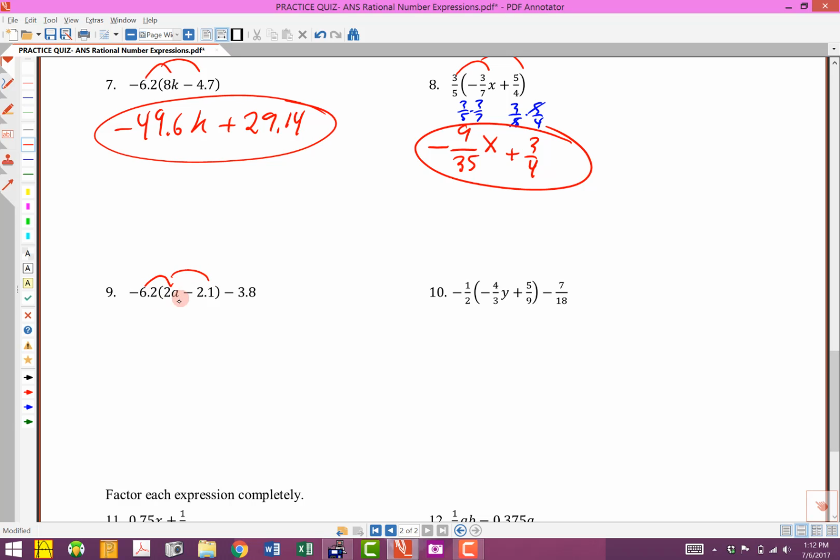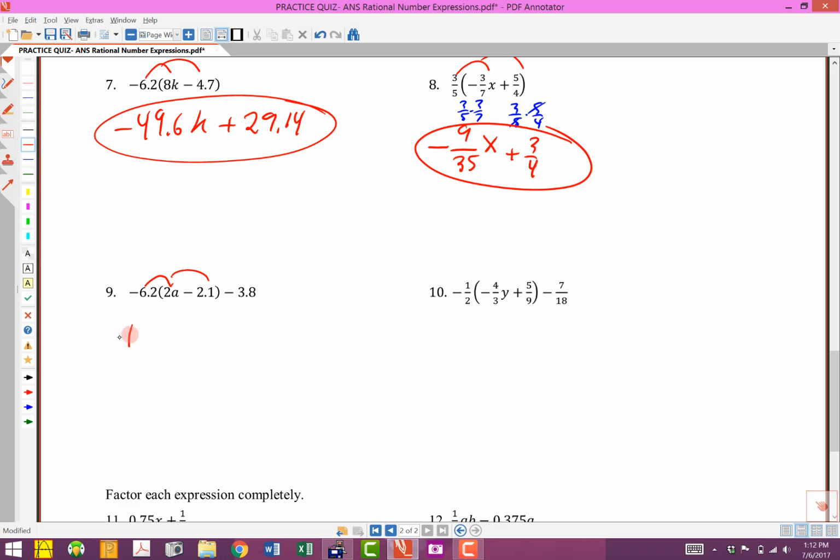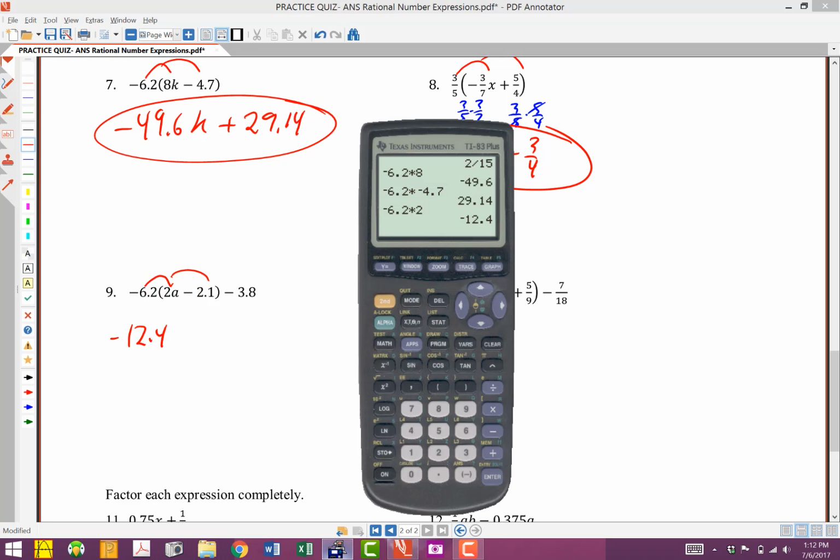Let's see, negative 6.2. Oh, similar to the one up above, but let's just check and see what we get here because we've got some terms to combine when we're done. So negative 6.2 times 2. Yeah, that looks good. Negative 12.4. And then negative 6.2. I'm just going to recall that, or you can hit the up arrow, and we're going to times that by negative 2.1.